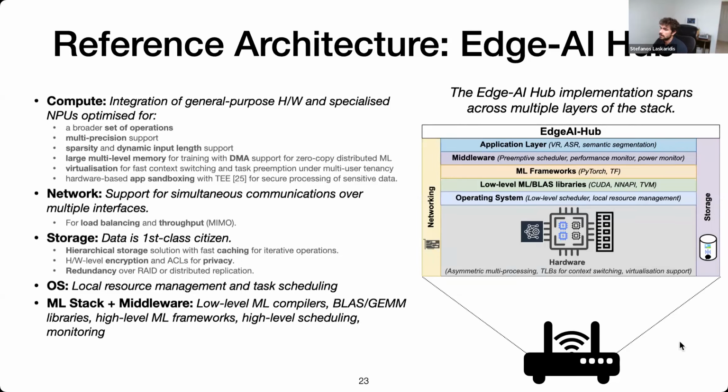The low level being like CUDA or the NN API in Android, which implements effectively the operators closer to the hardware, or you can have BLAS and GEMM libraries. And then on top of that, you have the high level libraries that most of us are programming in. On top of that, we have the middleware that implements whatever we talked about: the preemptive scheduler, the performance and power monitoring, and so on and so forth. And this is how different applications, ranging from virtual reality to semantic segmentation or next generation voice assistants, can be realized.